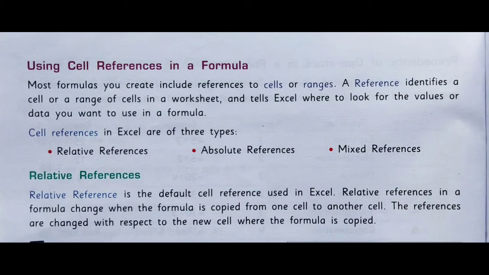Using cell references in a formula. Most formulas you create include references to cells or ranges. A reference identifies a cell or a range of cells in a worksheet and tells Excel where to look for the values or data you want to use in a formula. Cell references in Excel are of three types: relative references, absolute references, and mixed references.